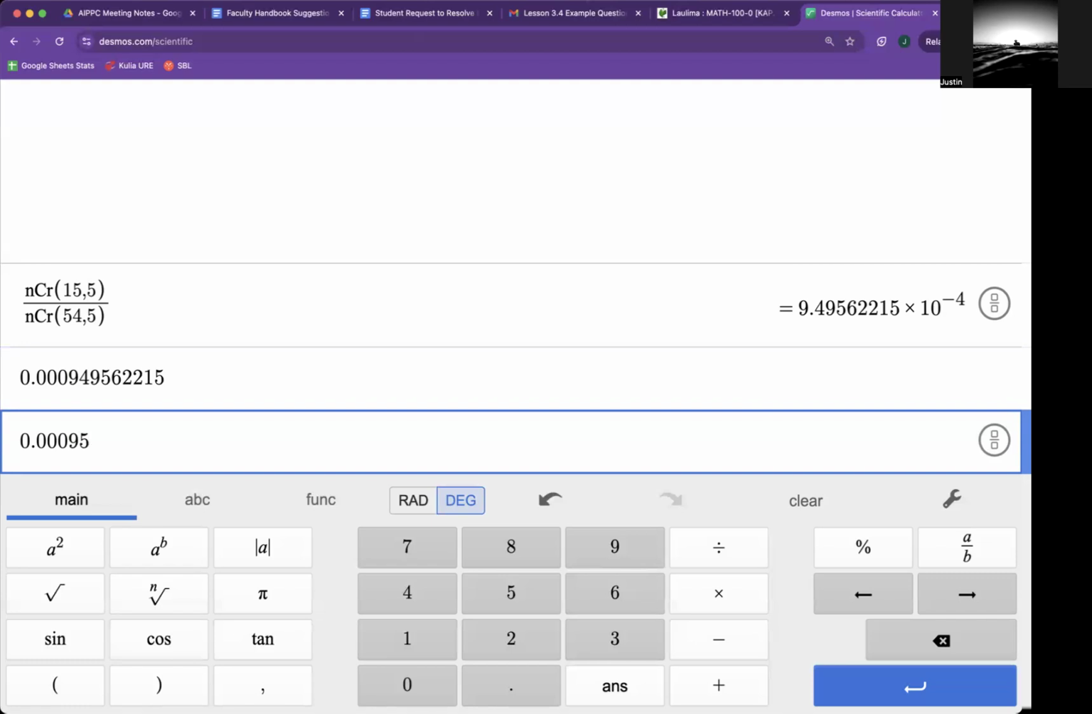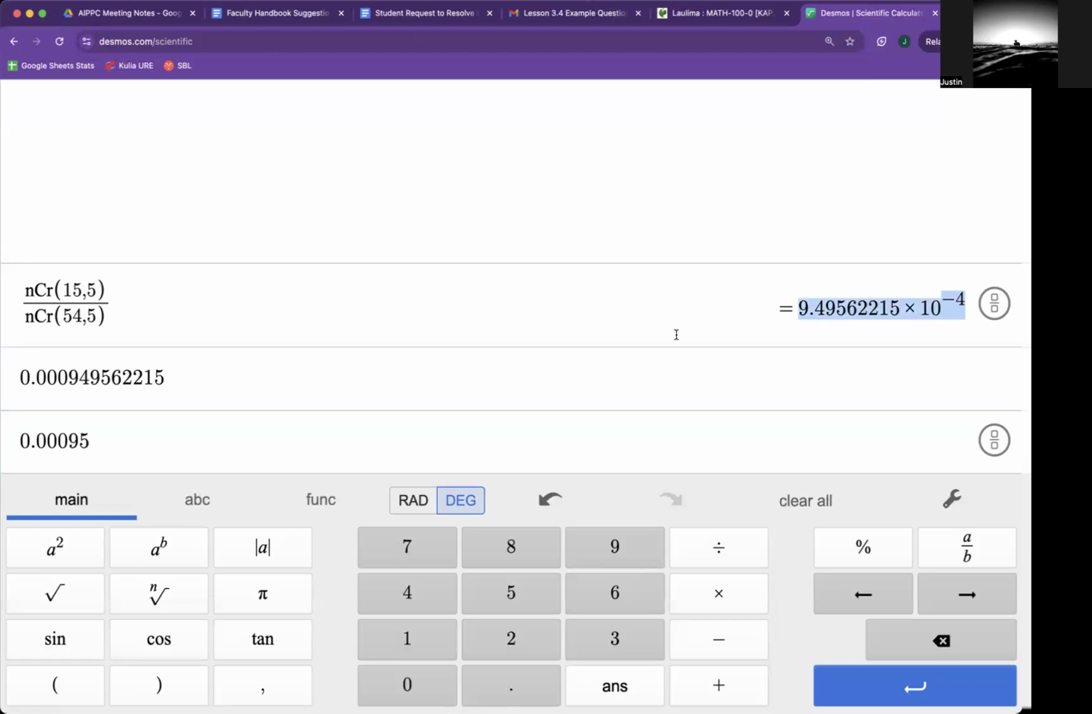Okay, so that's all it is, guys. Don't be baffled by this display here that seems to look different. It's just scientific notation to give you more information. And that's all I want to say.